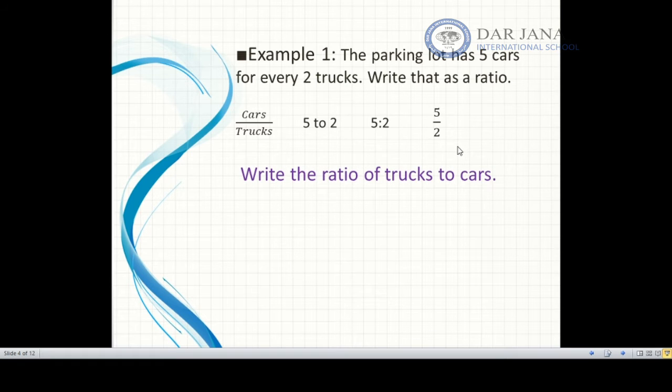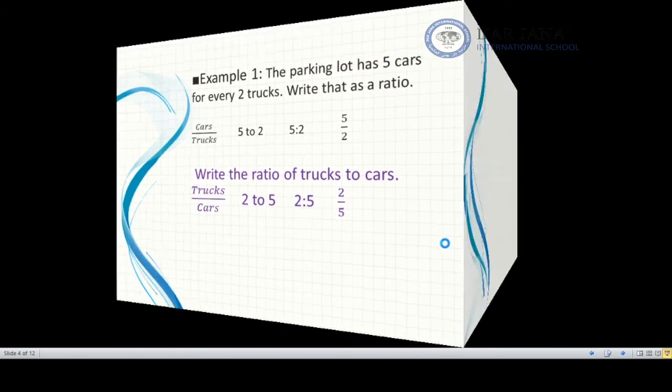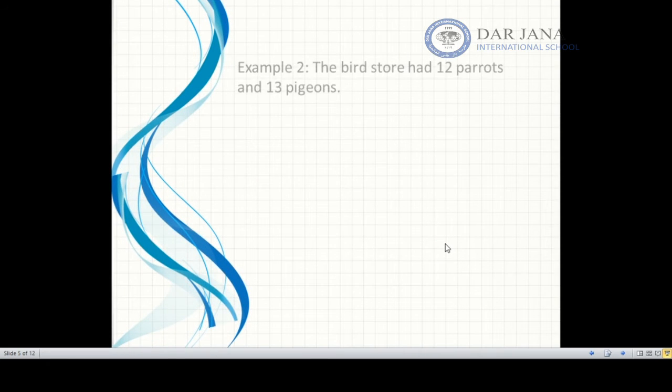What if it asked you to write the ratio of trucks to cars? In that case, trucks comes in the numerator and cars in the denominator: 2 to 5, 2:5, or as written here, 2 over 5. Alright, let's solve some problems. Let's go to example 2.